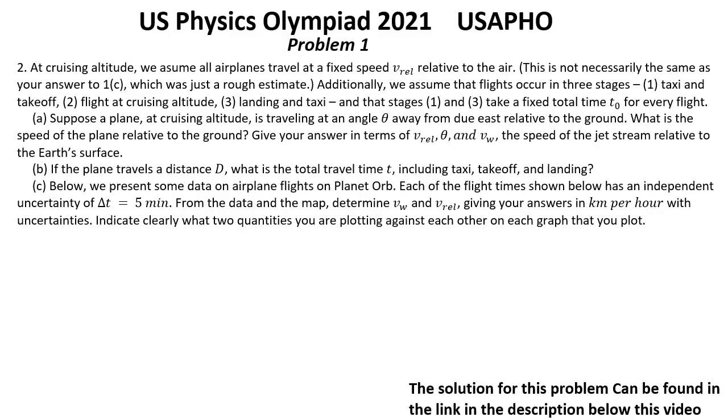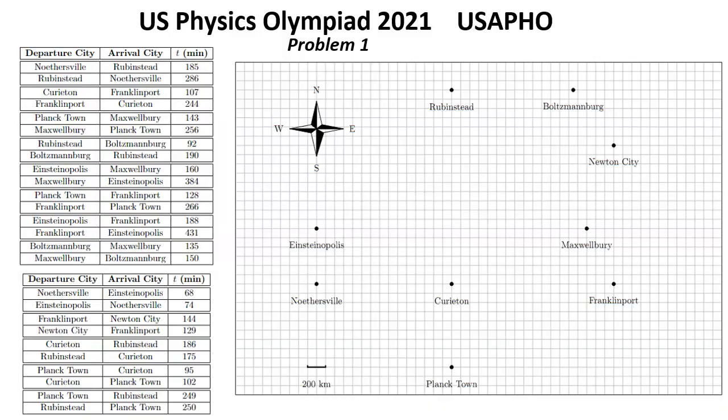Question C. Below we present some data on airplane flights on planet Earth. Each of the flight times shown below has an independent uncertainty of delta t equal to 5 minutes. From the data and the map, determine vw and v-rel, giving your answer in kilometers per hour with the uncertainties. Indicate clearly what two quantities you are plotting against each other on each graph that you plot. These are data and a sheet to work with this problem.